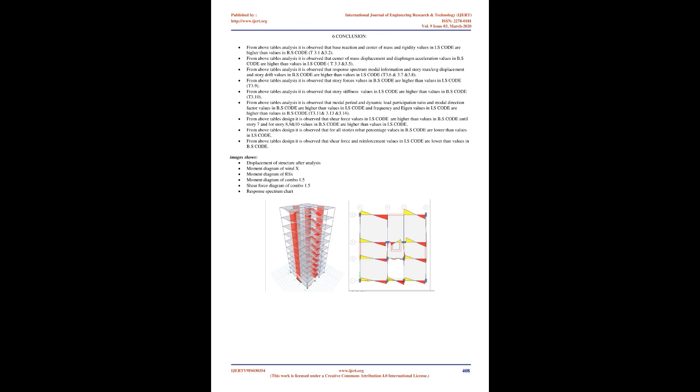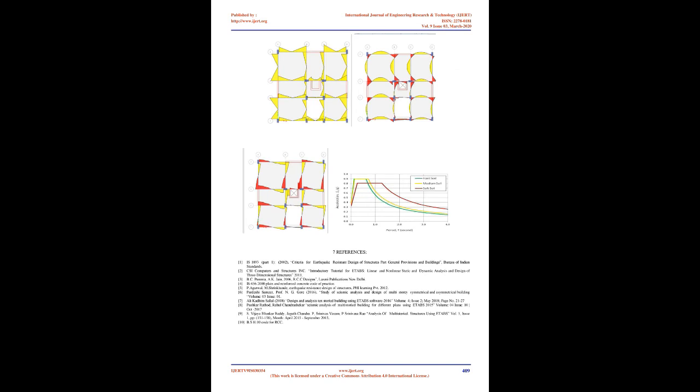From the above tables of piers design we observed that required area of rebar of IS code is higher than BS code, then moment values and required steel bars in IS code are higher than BS code. BS code is approved. 6 Conclusion.